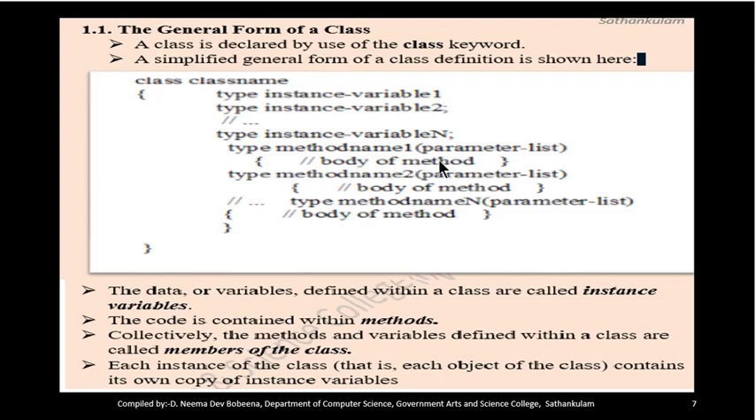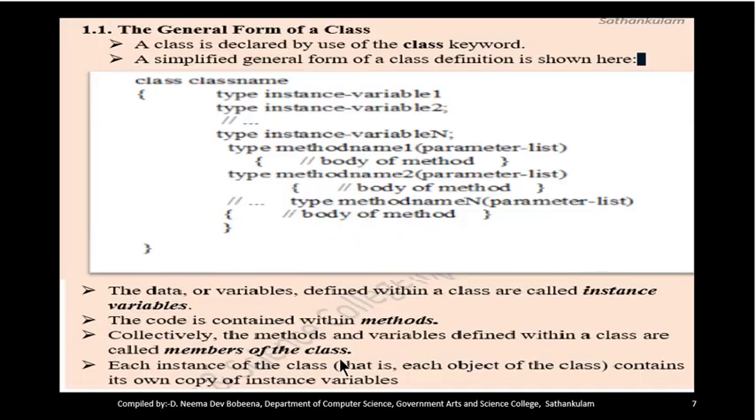method. What is a method? A method is similar to a function in C and C++. In C and C++ we use the term function, but in Java we use the term method. The data defined within a class is called instance variables, and the code is called methods. These two together, that is the variables and methods, are called members of a class.